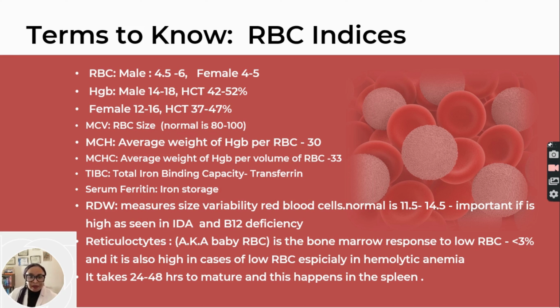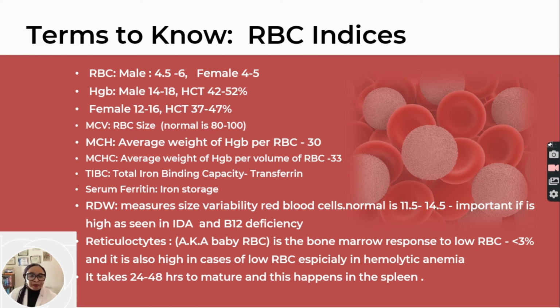So anything below 80, you are thinking about a small cell, which we define as microcytic. Then anything above 100 is a large cell, and we'll call that macrocytic.